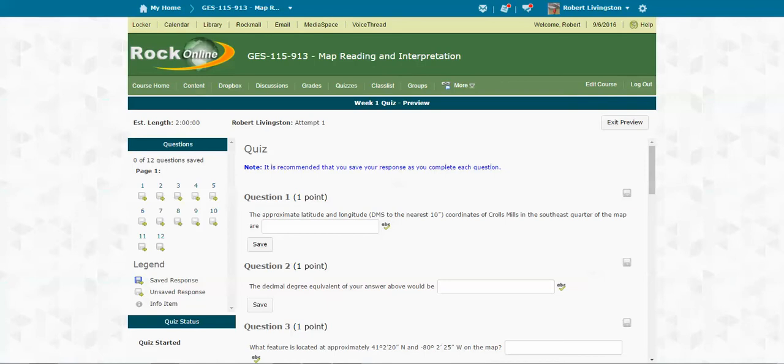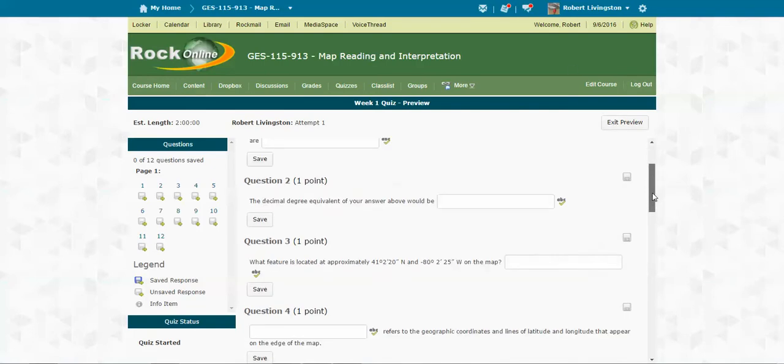The first question, you'll notice, reads: the approximate latitude and longitude in DMS, remember that is degrees, minutes, and seconds, to the nearest 10 seconds for the coordinates for Kral's Mill in the southeast quarter of the map are. So in other words, what I'm asking there is for you to give me degrees, minutes, and seconds coordinates. All right, so let's look at the second one. The second question takes that first question and says, how do we convert degrees, minutes, and seconds into decimal degrees? Okay. So those first two are what are the coordinates of a location and represent them two different ways.